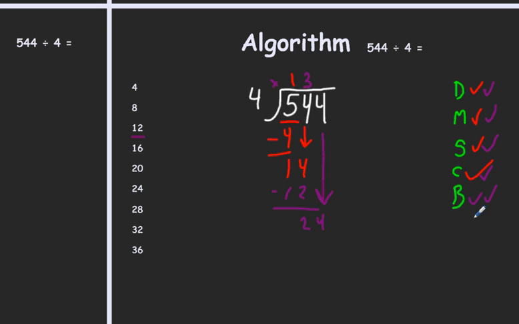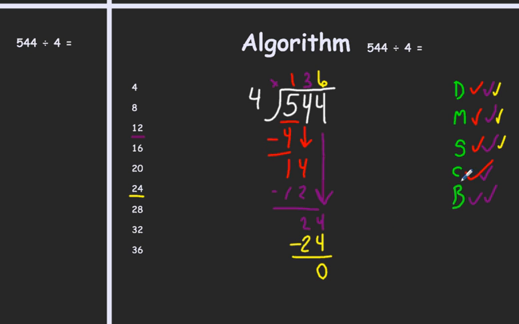So next, I have to do it all over again. So I'm going to start with divide. 24 divided by 4. I'm going to see if 24 is a multiple. Yes, it is. 24 is a multiple. So 24 divided by 4 is 1, 2, 3, 4, 5, 6. 24 divided by 4 is 6. And then multiply. 6 times 4 is 24. Good. Subtract. 24 minus 24 is 0.